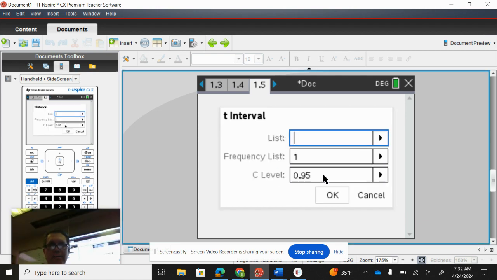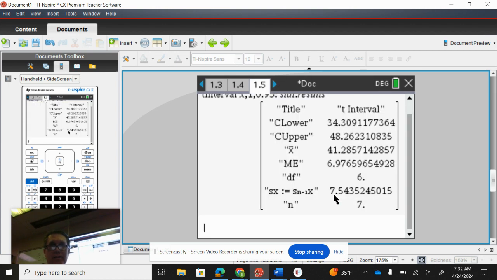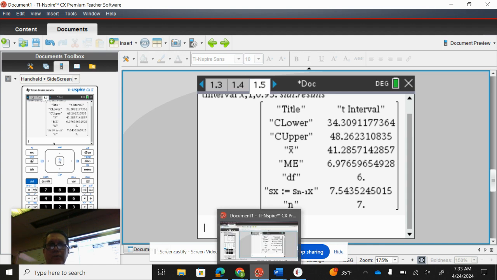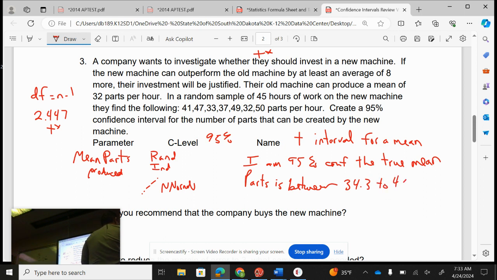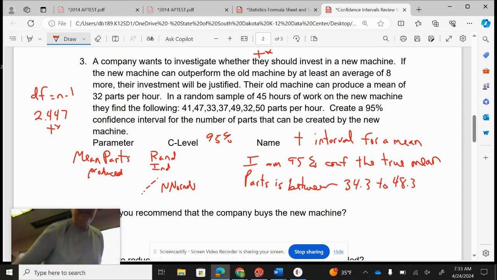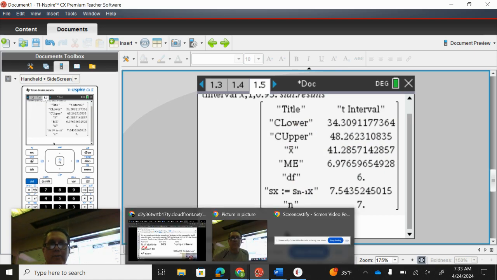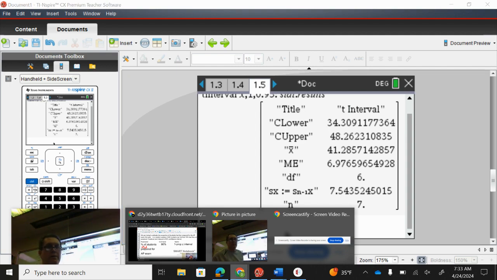the data because we typed it into a list. I have it in that list. Not much else I need to do. Click the 95%, and it should be 34.3 to 48.3. Just make sure I read that right. Something in my head said I didn't quite read it right. 34.3 to 48.3.